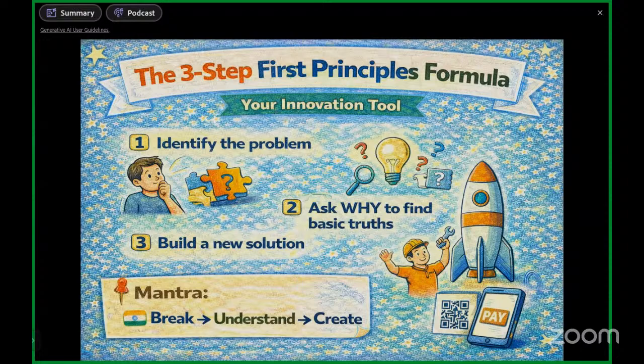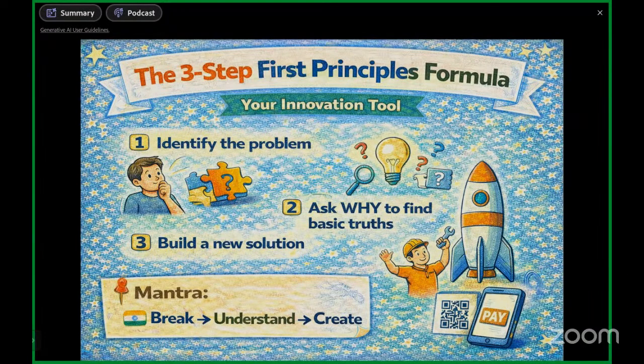So, this is first principle thinking. I just want you to take a few seconds to understand this mantra, repeat it: break, understand, and create. Take any problem, break it into small pieces, understand that problem by asking why again and again until you come to the basic truth, and then create a solution from there. This is the most important basic mindset shift that you need to have as an innovator, as somebody who wants to grow up and build something new.